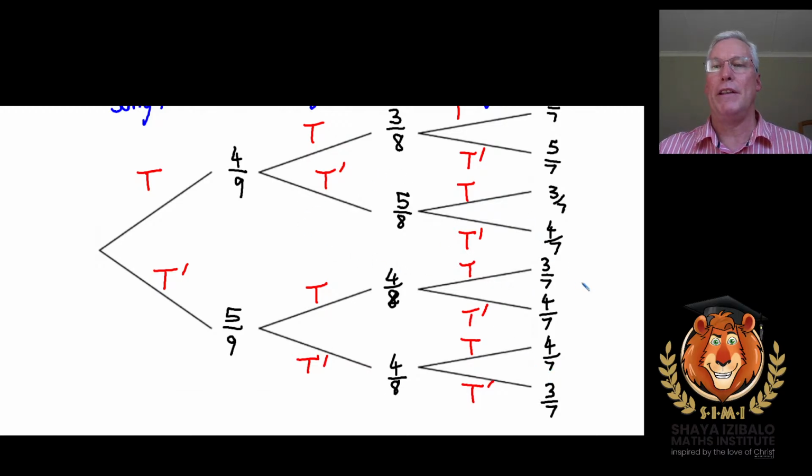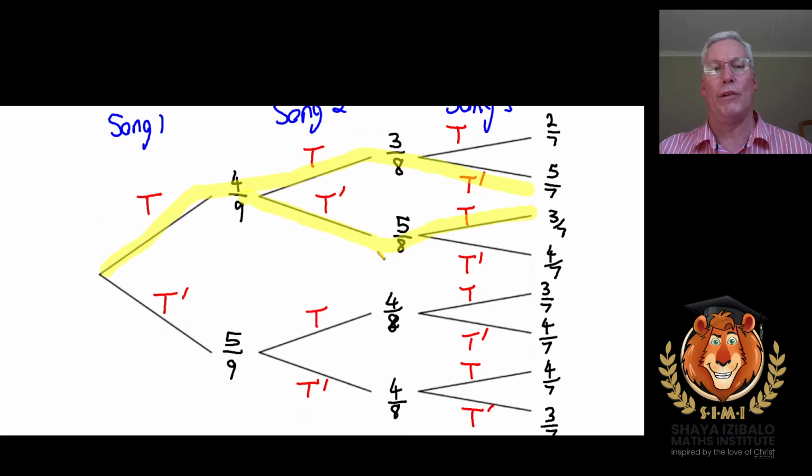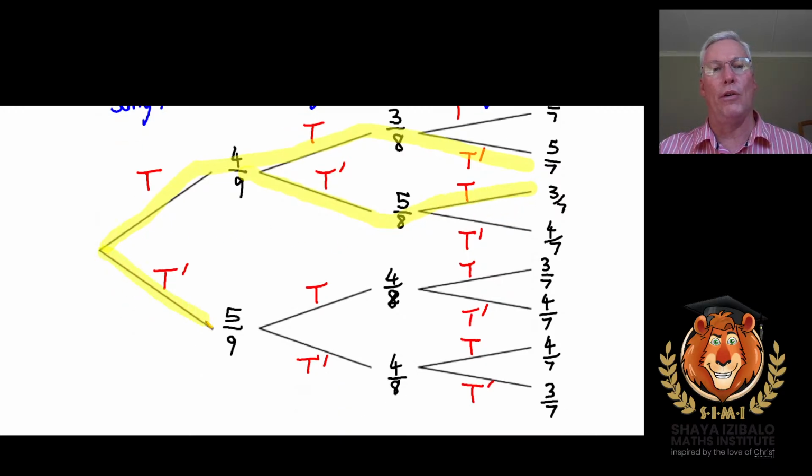If I multiply down these branches, all of these have the same denominator of 504. But the ones I'm interested in are the ones where Taylor Swift occurs exactly twice, and I'm going to highlight those branches. So here, Taylor Swift and a non-Taylor Swift. Here, Taylor Swift, a non-Taylor Swift, and then another Taylor Swift. So 2 Taylor Swift songs. And lastly, here, we start off with a non-Taylor Swift, but we then have 2 Taylor Swift songs.